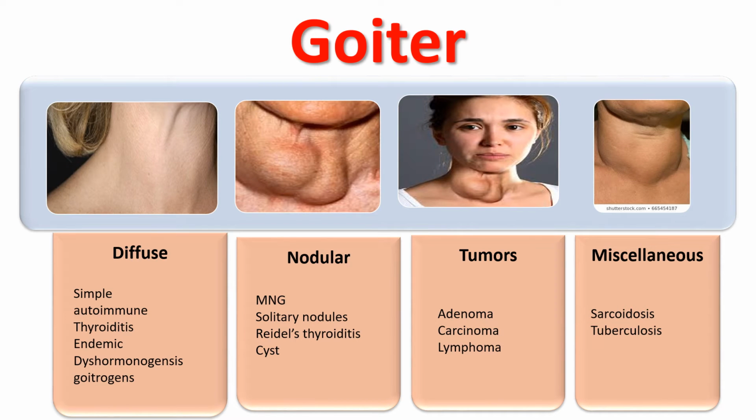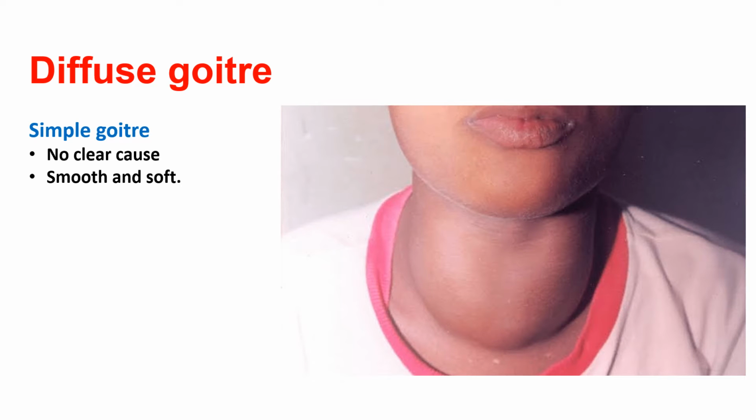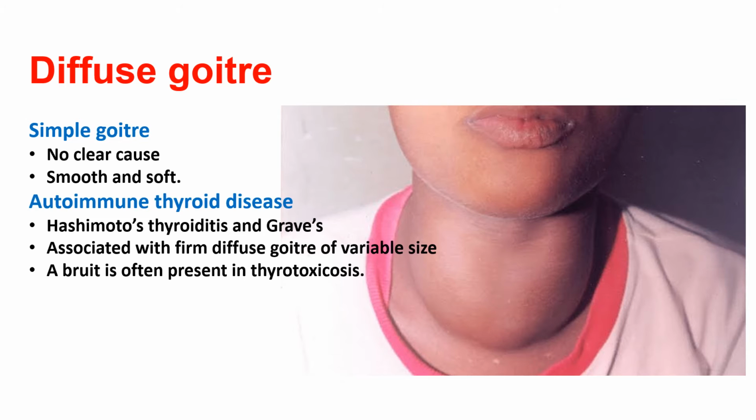Goiter could be diffuse, nodular, or tumor due to adenoma, carcinoma, lymphoma, or miscellaneous causes as in sarcoidosis or tuberculosis. Diffuse goiter can be simple, autoimmune, thyroiditis, or endemic. In simple diffuse goiter, there is no underlying cause, the gland is smooth and soft, and there is normal function. Autoimmune thyroid disease, as in Hashimoto thyroiditis and Graves, the gland here is firm, a diffuse goiter of variable size, and a bruit could be heard as in cases of Graves.